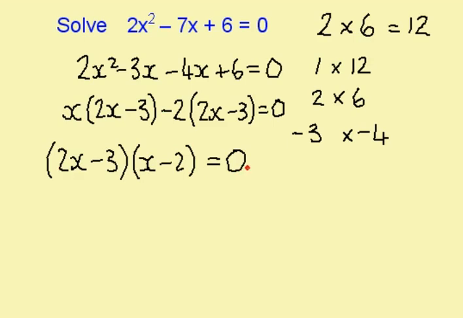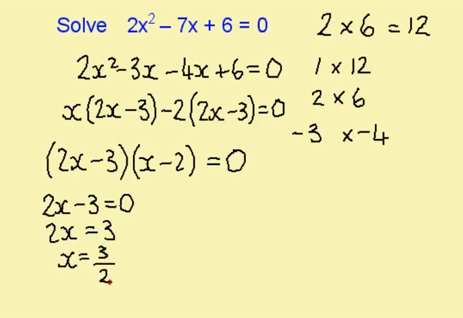For this to equal 0, either this bracket must equal 0 or this bracket must equal 0. If this bracket equals 0, then 2x equals 3 and x equals 3 over 2. If this bracket equals 0, then x equals 2. These are my two solutions to my equation.